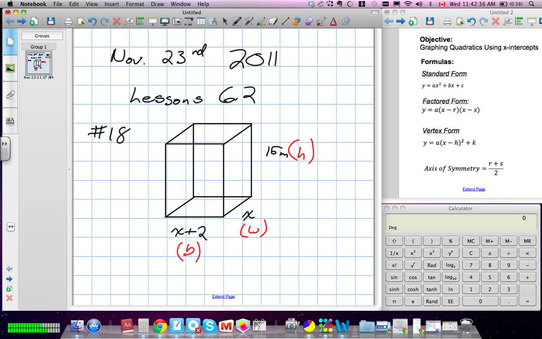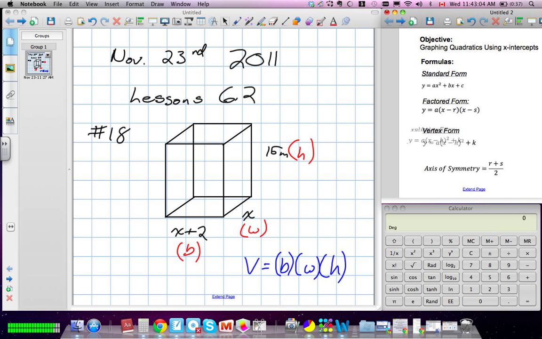So we have our measurements for the length, width, and height. The first question asks us to write an algebraic expression for the volume of the prism in vertex form. So the very first thing I need to do is remember my volume of a rectangular prism. V will be equal to the base times the width times the height. Okay? And we have those three measurements. They want us to represent this in vertex form.